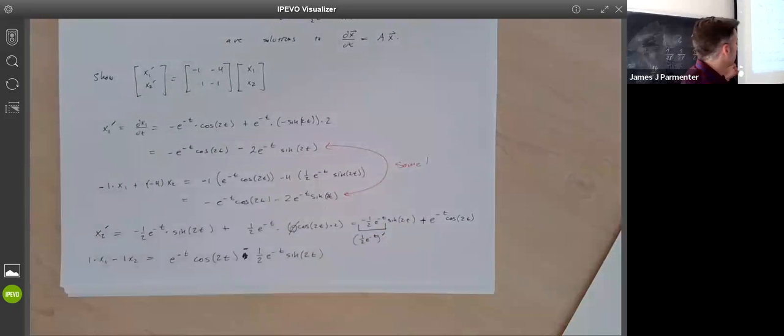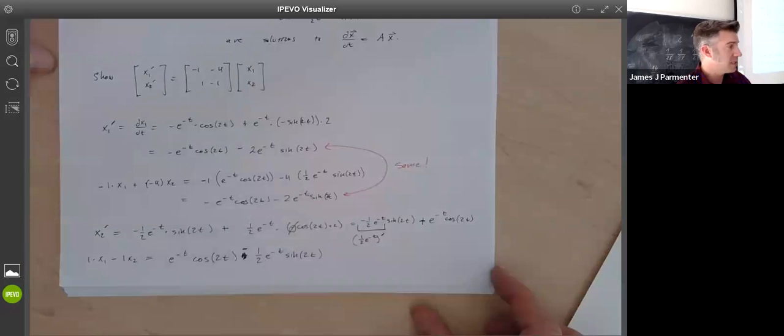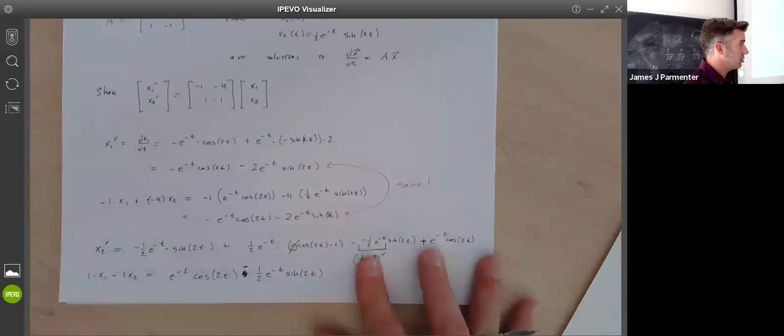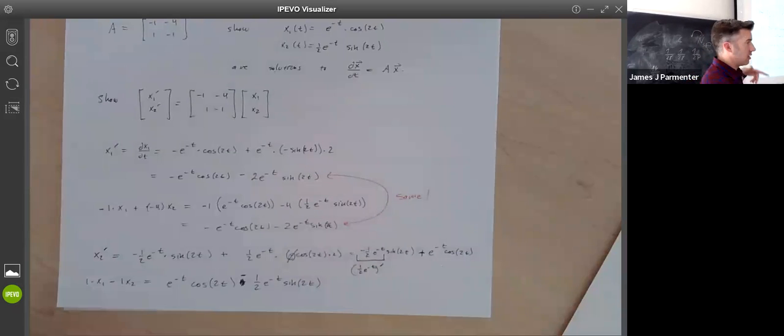So this type of problem isn't asking you to find the solution. They're just asking you to show that these derivatives are equal to these other things added together. That's it.